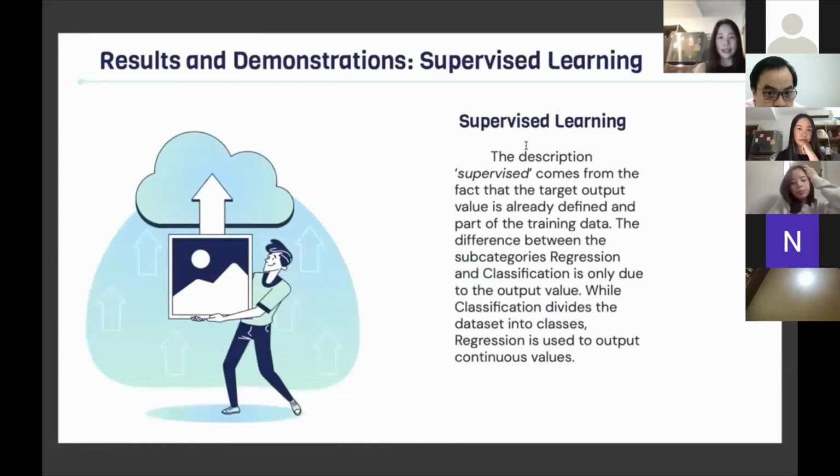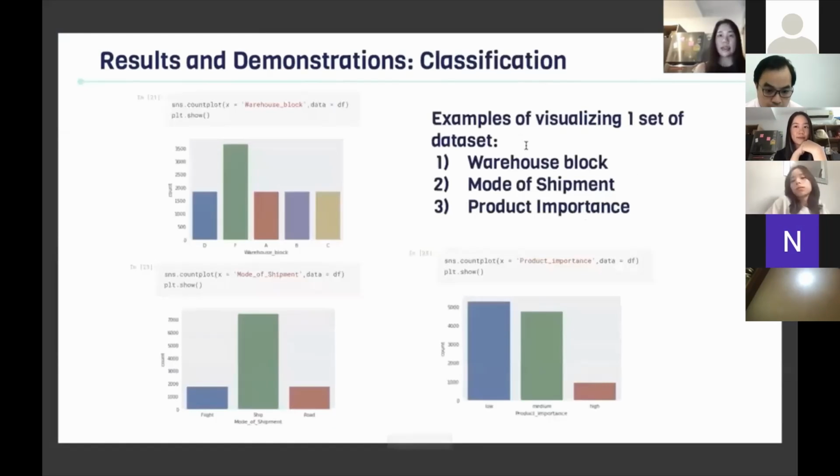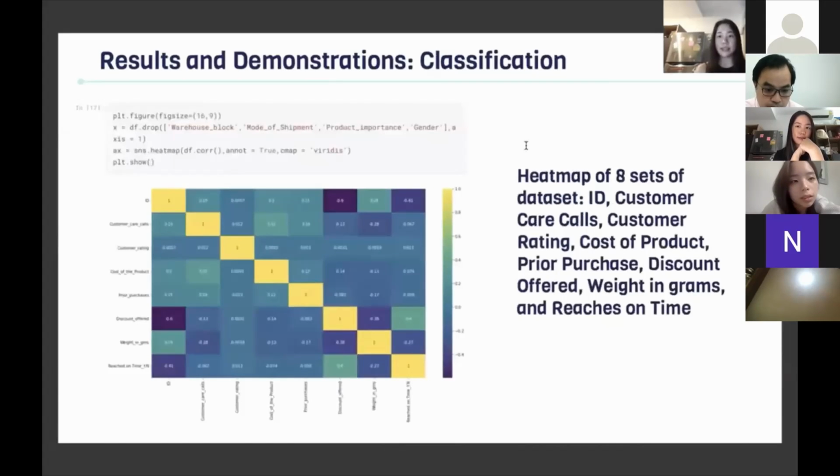Okay, let's see what supervised learning is first. The word supervised comes from the fact that the target output value is already defined and part of the training data. There are 2 types of supervised learning: classification and regression. Classification divides the data set into classes, and regression is used to output continuous values. And this is my example of visualizing only one set of data, the heat map.